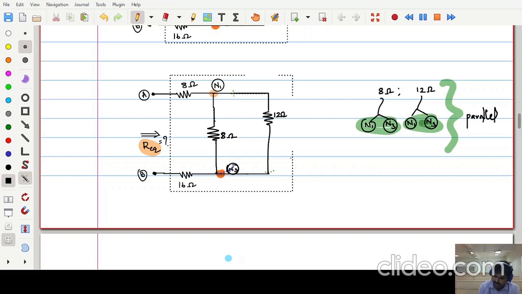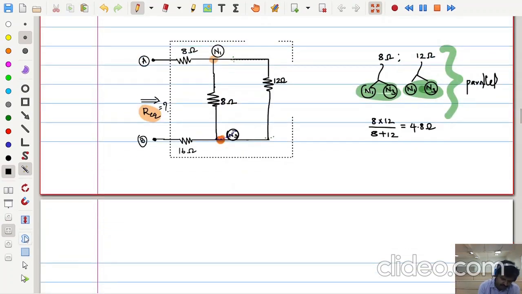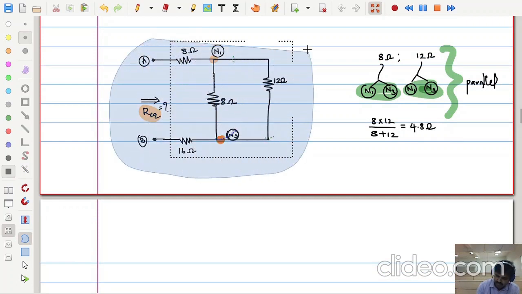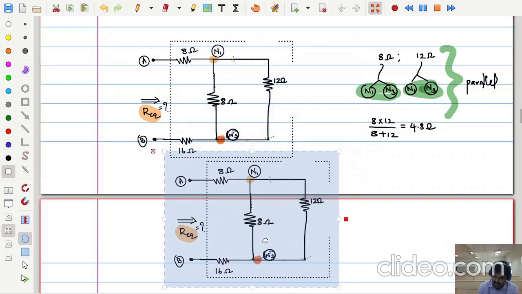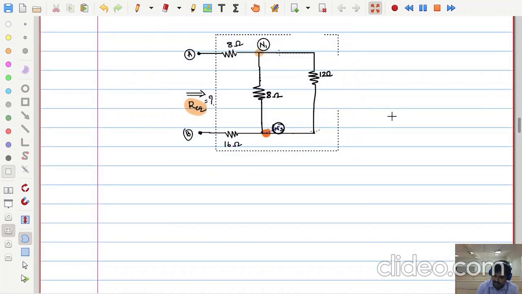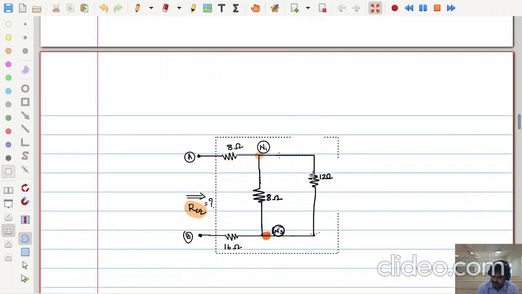So now quickly tell me how much is its value? 8 into 12 divided by 8 plus 12. How much is this value? 4.8 ohms. Now I can replace these corresponding branches in one more step. In the exam also you should do it step by step in the same manner, okay? Try not to mix up everything together. So you should follow a step by step procedure.